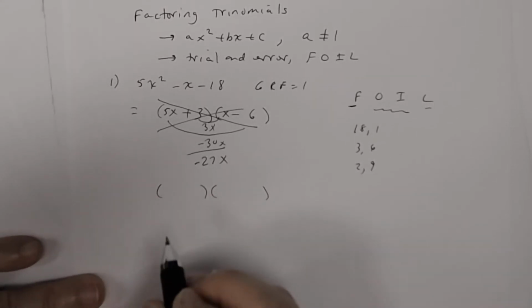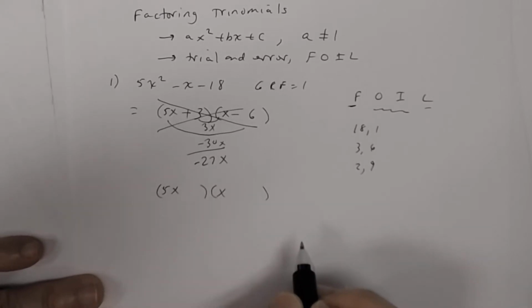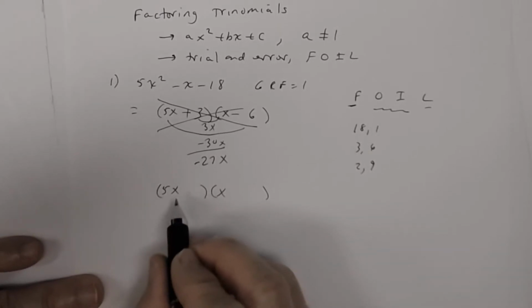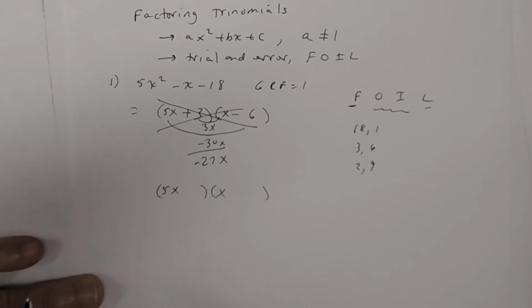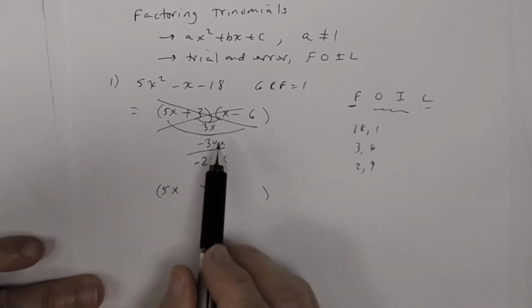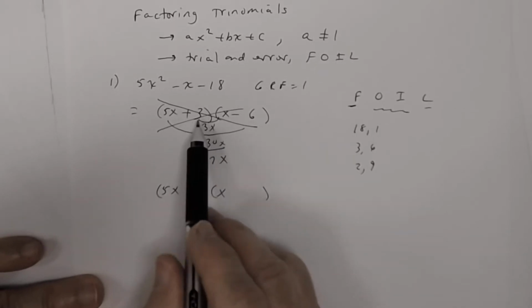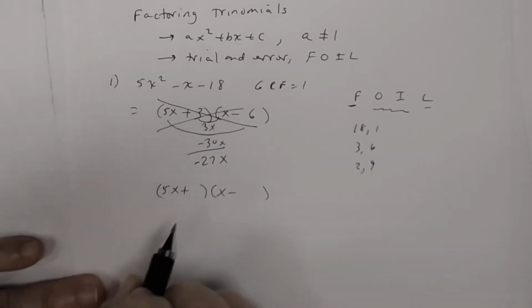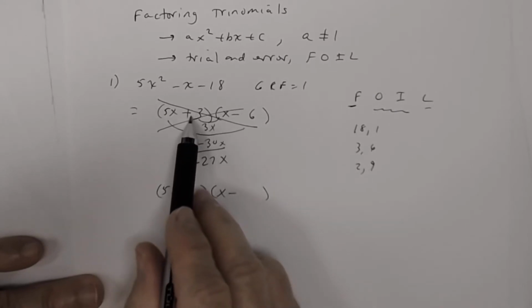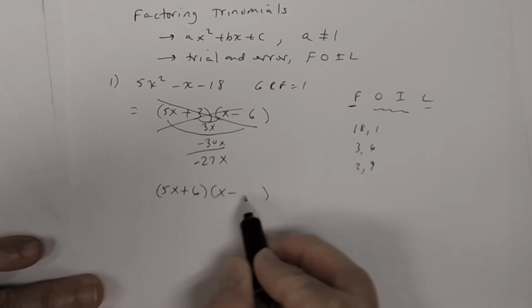So here's the idea of trial and error. I'm still going to put 5x here and x here because the only possibility for 5x squared is this to be 5x and this to be x. Now again, we know that 3 and negative 6 in that order didn't work. So maybe switching these. So let's put 6 here, 3 here.